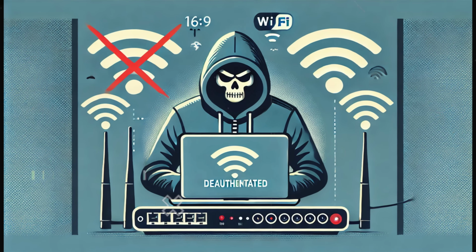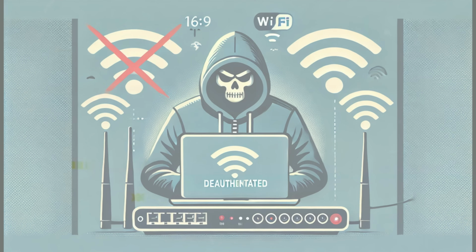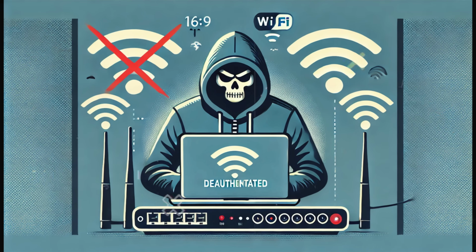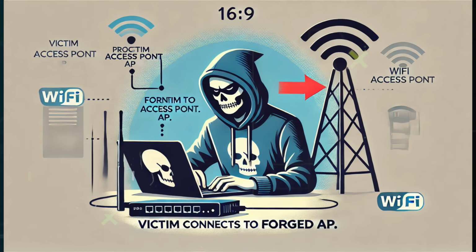The attacker then sets up a rogue access point that replicates the original access point's MAC address and SSID, but operates on a different channel. When the victim's device reconnects, it unknowingly joins the attacker's access point instead of the legitimate one.